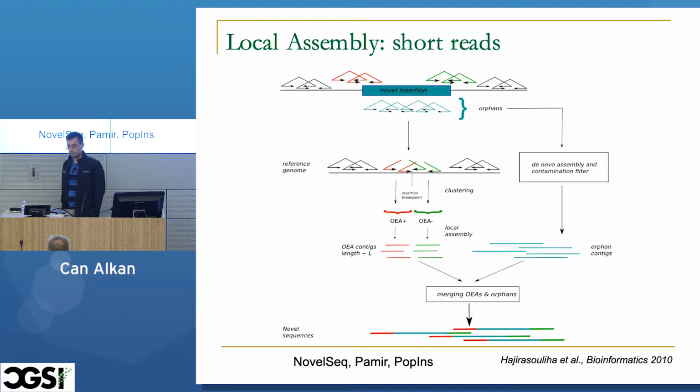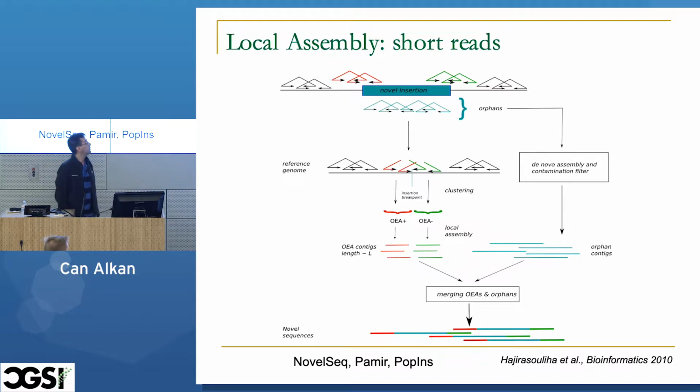So the last sequencing signature that you can use is assembly. You can do either de novo assembly, where you just take all the reads and assemble a genome and then compare genome versus genome, or you can do local assembly if you are looking for insertions, for example. And the example algorithms for these are NovelSeq, Pamir, and Popins.